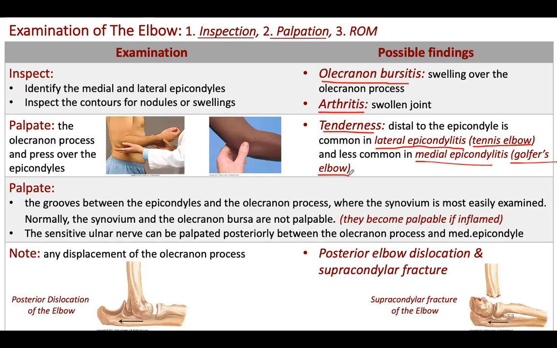Look for any displacement of the olecranon process. So this is the olecranon process. Normally it should be here. But when you have posterior dislocation of the elbow, the olecranon process leaves its nest at the lower end of the humerus and is dislocated posteriorly. And this is the supracondylar fracture.